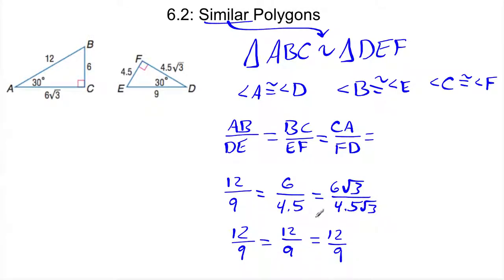Because all of these ratios are the same, that means that these triangles are similar. And we can reduce that fraction to be 4/3. And so that's that common ratio. So in order for triangles to be similar, all three angles must be congruent, and the corresponding sides must be proportional. That's a little bit different than congruent triangles, where the sides need to be congruent.